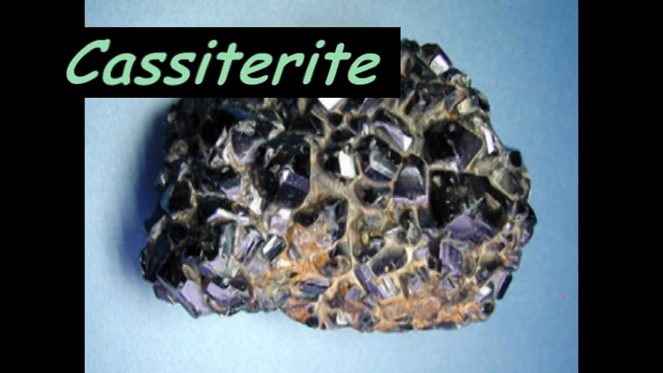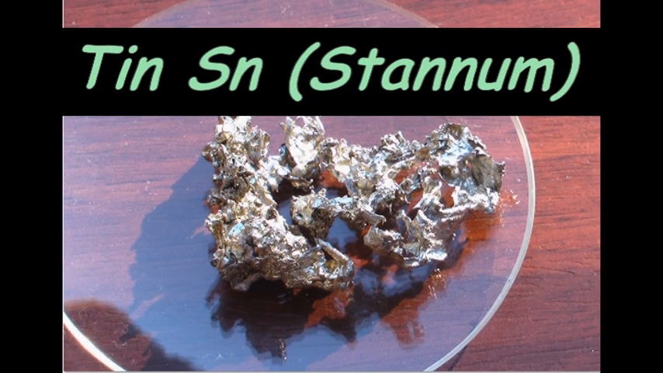The mineral cassiterite is mined in Tasmania. It is an oxide of the group 4 metal tin, whose name in Roman times was stannum. Much of our food is stored in tin cans, where a thin layer of tin coats the steel, which would normally rust.